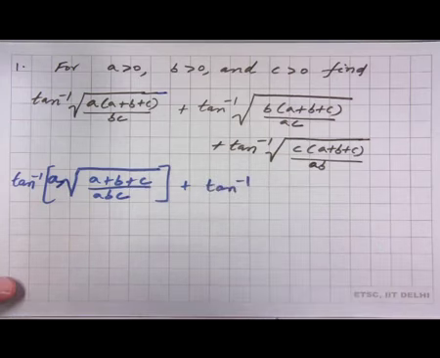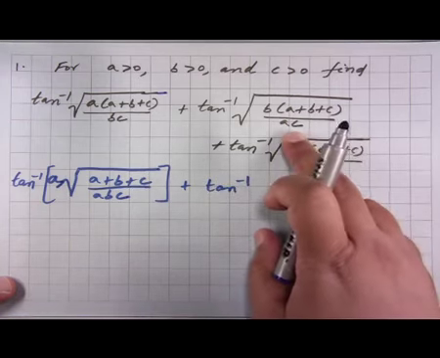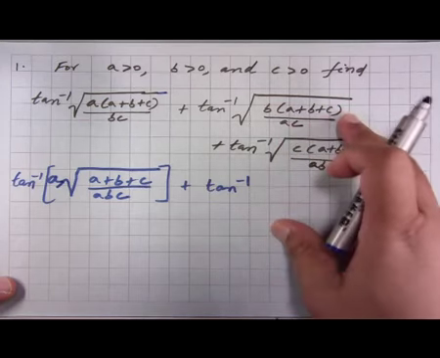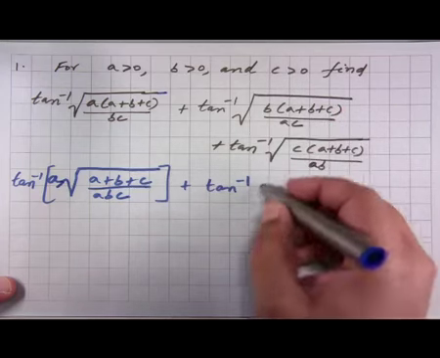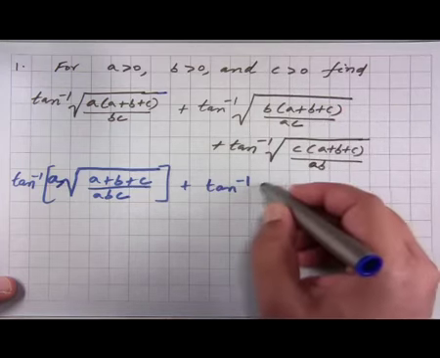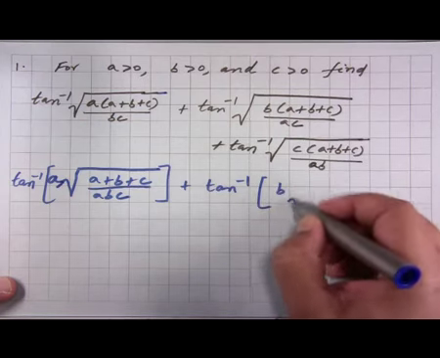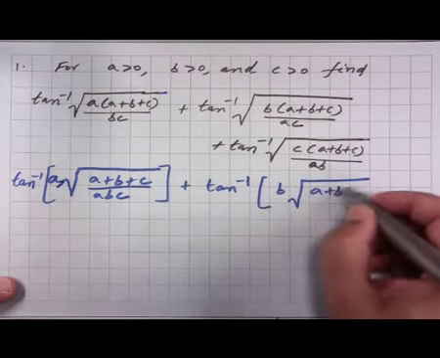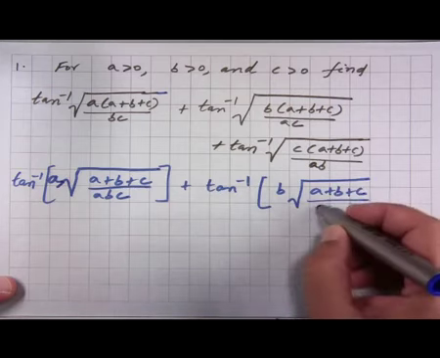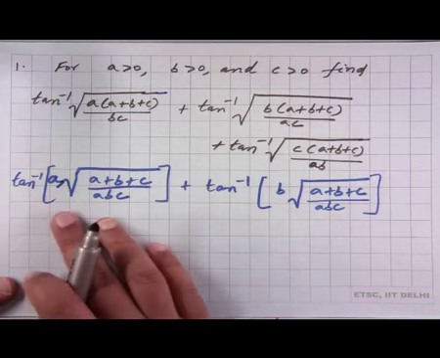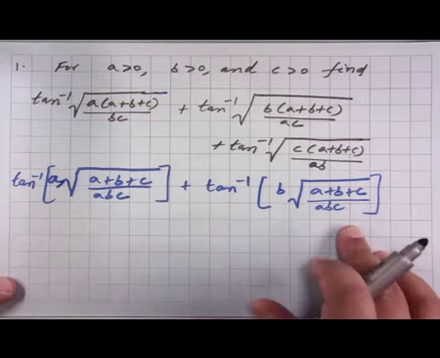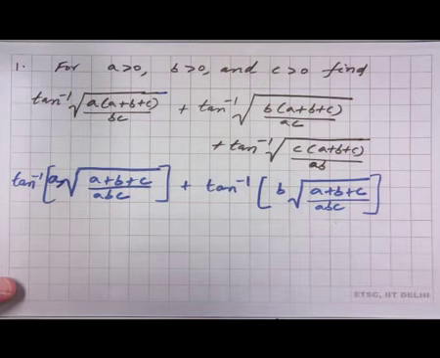tan inverse of, for the second term we are going to multiply this by square root of b, both the numerator and the denominator. So, we will end up getting the second term as tan inverse of b times square root of a plus b plus c over abc. And then we intend to use the tan inverse x plus tan inverse y formula, which we have already covered in one of the previous lectures.